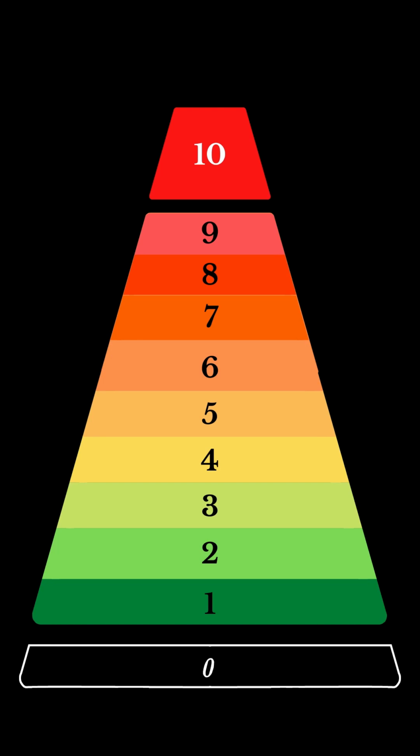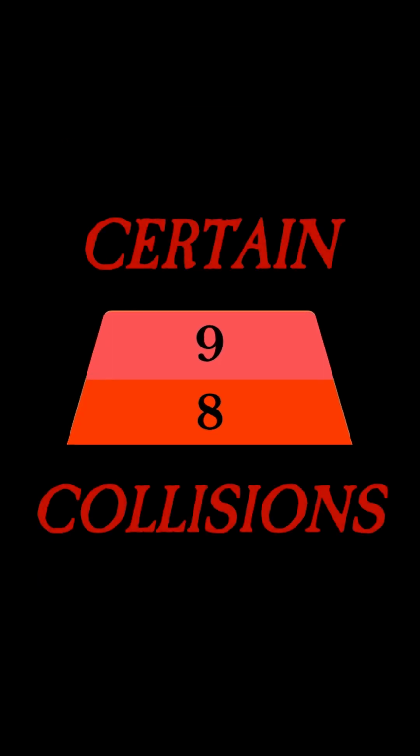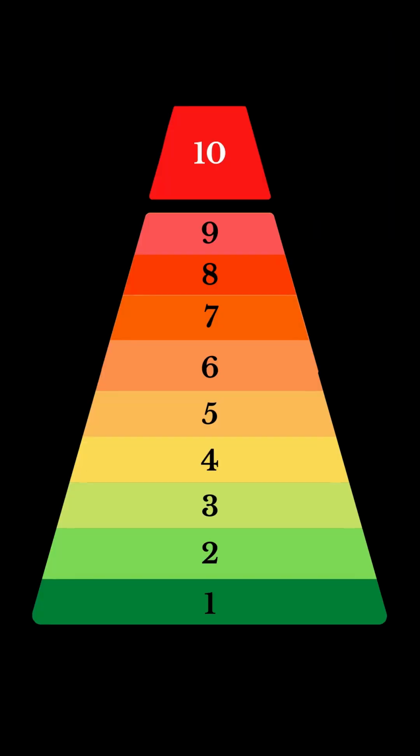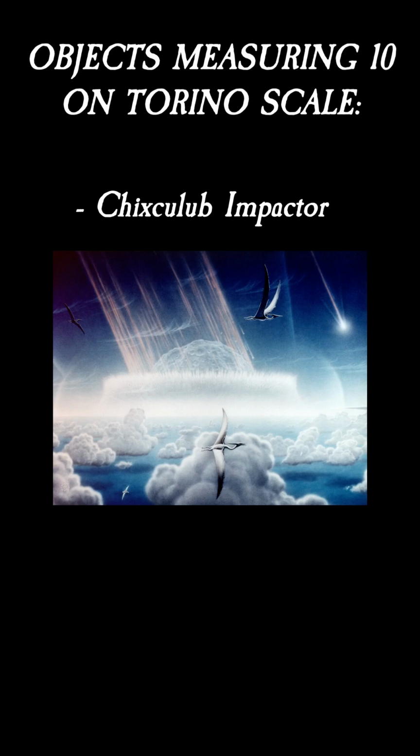At 8 and 9, things start to get scary. That's because at this point, a collision is certain. Earth is going to take some damage, the key indicator is just how much. An object which registers at a 10 on the Torino scale has never been recorded. For reference to what this could look like, one might remember events such as the impact that killed the dinosaurs.